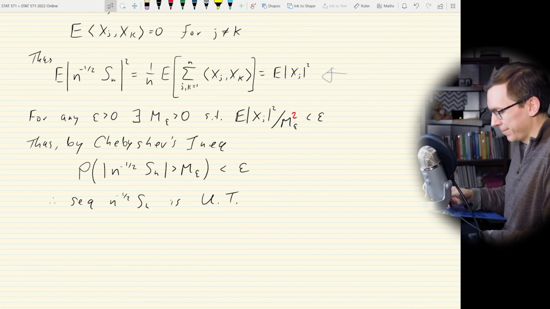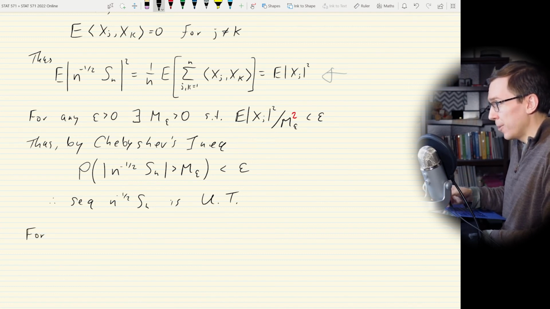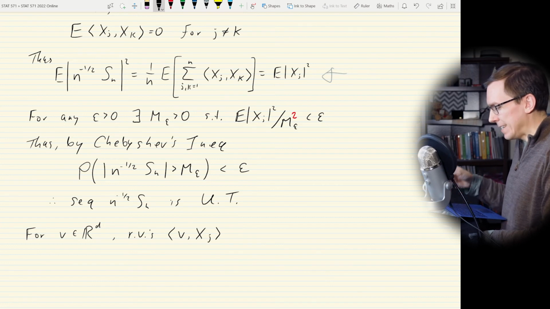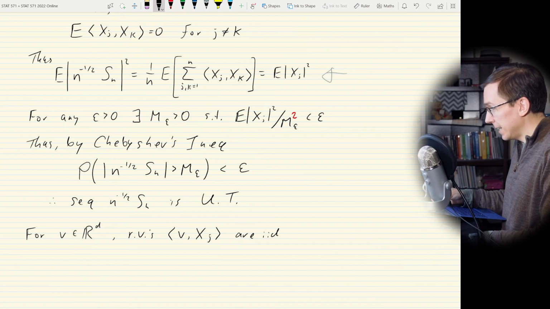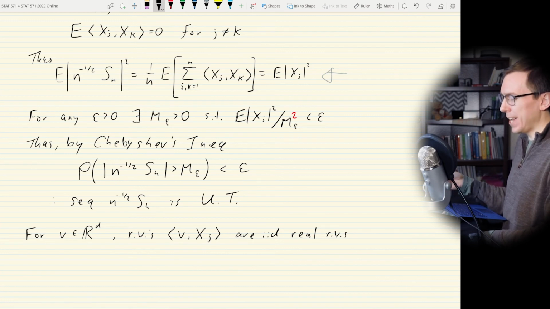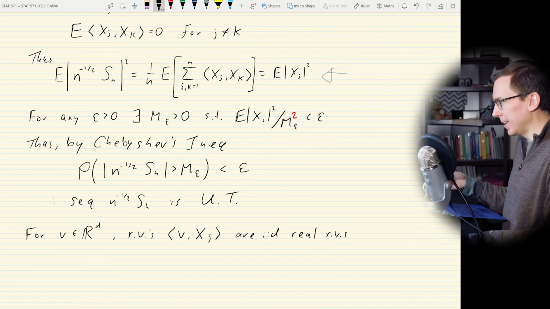Can we do it? Well, for a vector v in R^d, we can consider these random variables where I take v and do an inner product with x_j, and these are IID real random variables. Sometimes I'm using a linear functional to project x_j into a random variable on the real line.